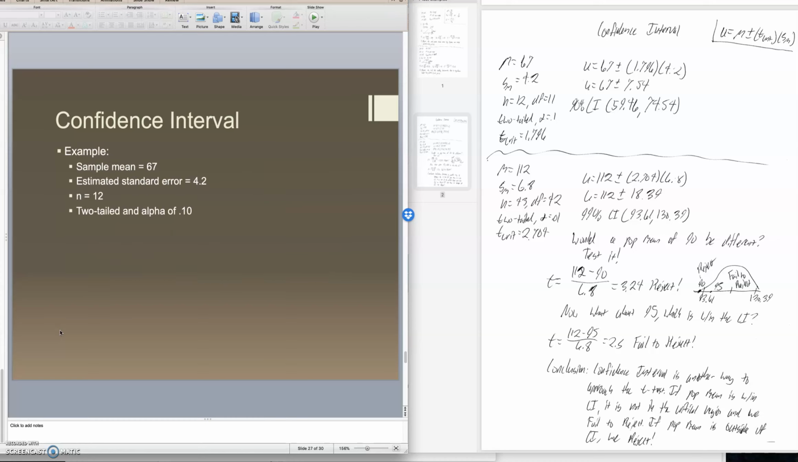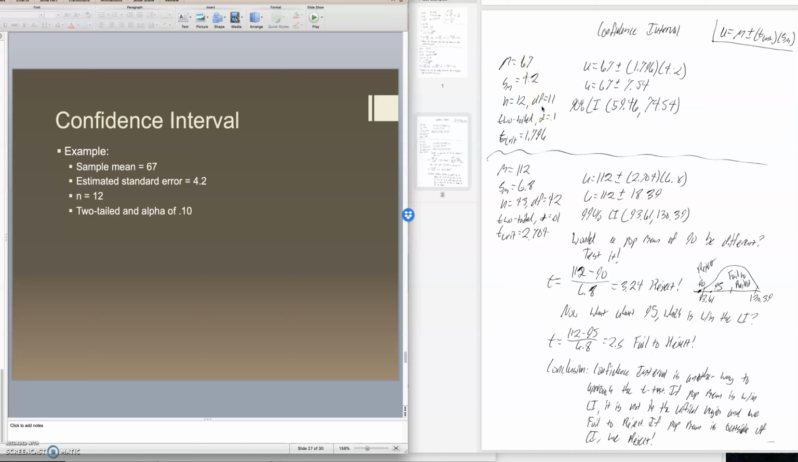What I've done down here is two examples. So in this first one, I've just pulled out the important information. Let's say we have something where sample mean is 67, estimated standard error is 4.2, n is 12, and it's a two-tailed design with alpha this time of 0.1. So we're doing a 90% confidence interval. Okay? So if you look over to the right, I pulled out the same information: sample mean 67, estimated standard error 4.2, n is 12, df is 11.